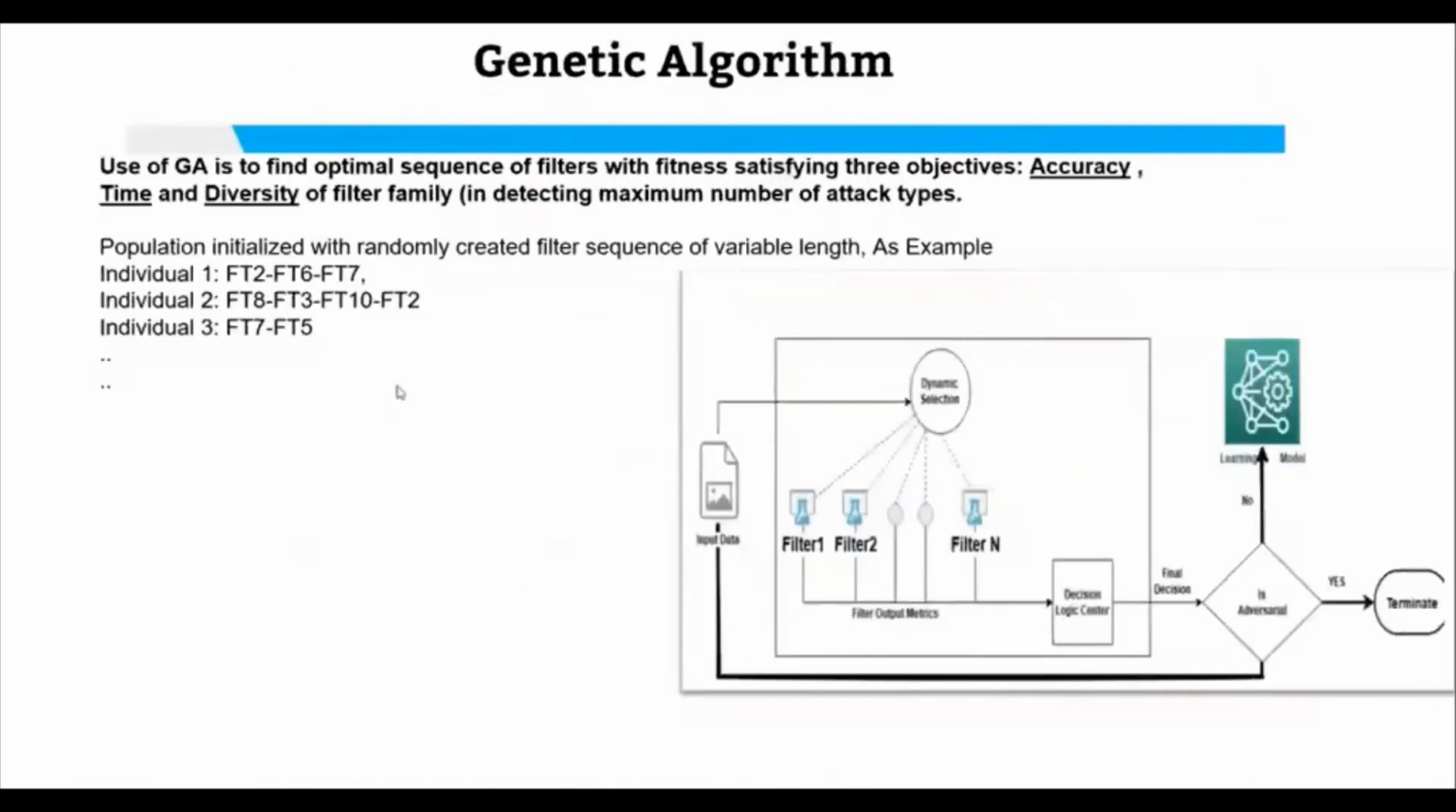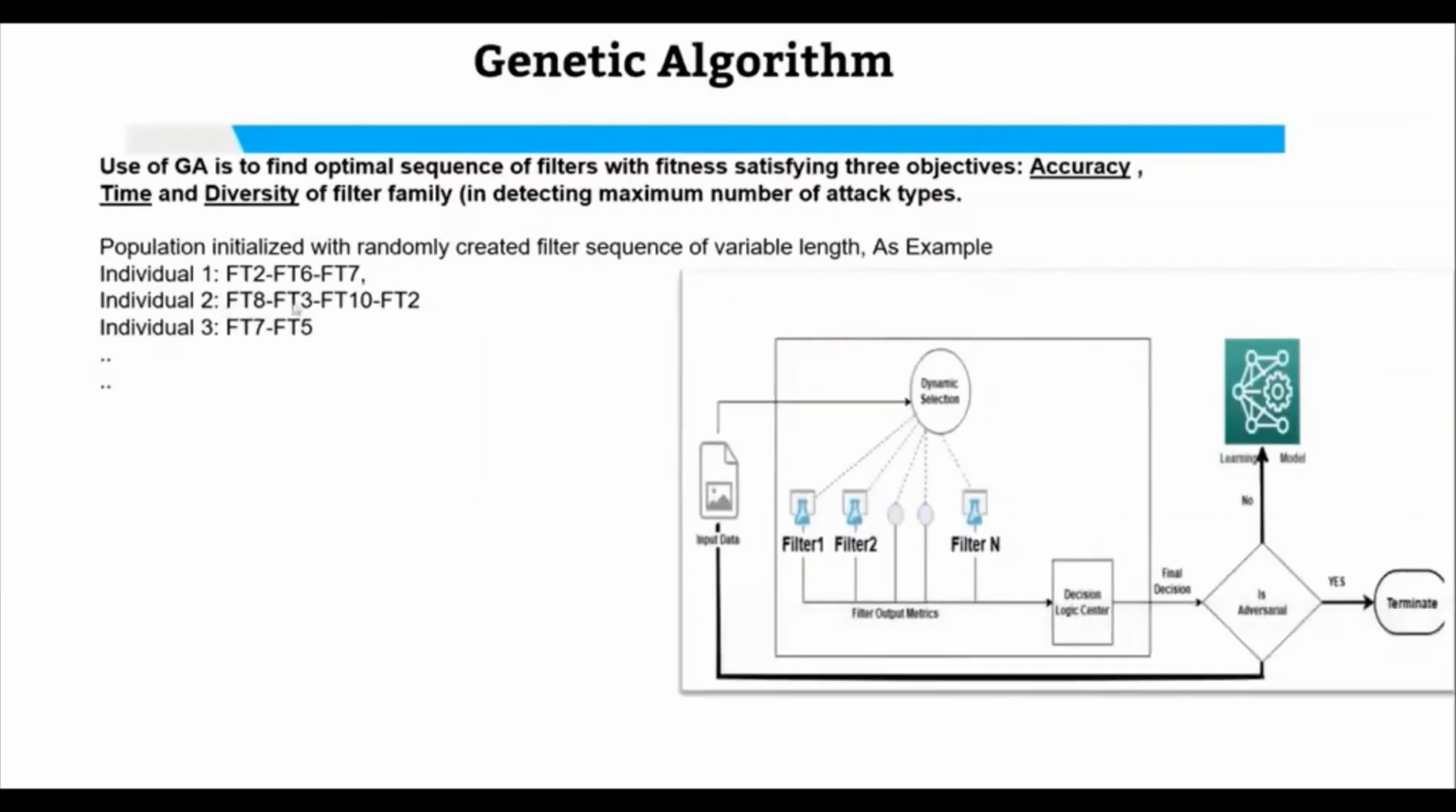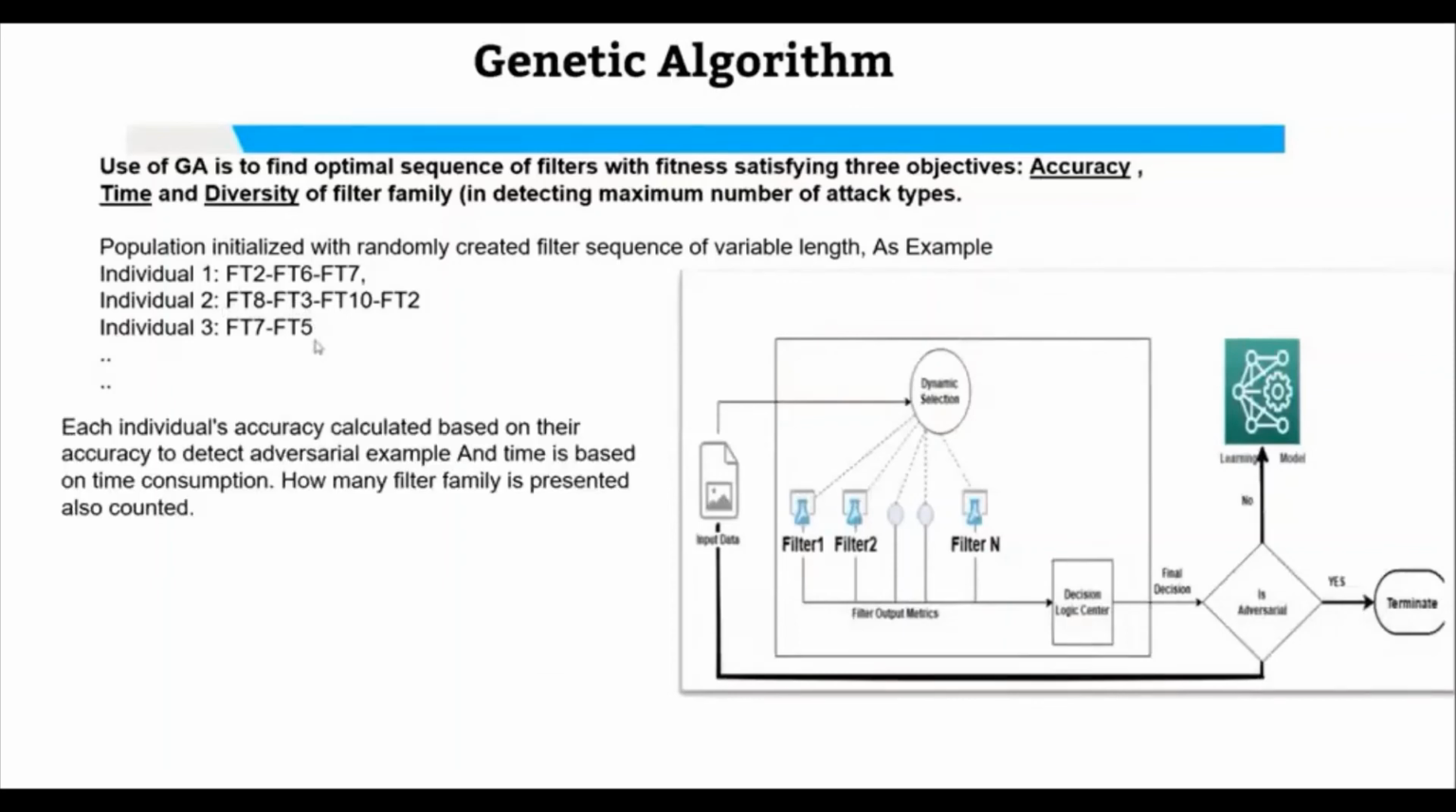So what we did is use a genetic algorithm, focusing on accuracy, the time it takes, and the diversity of the family. Because as we saw earlier, if there is a diverse filter family, it will work for different types of attacks. So our phenotypes are filter sequences, like filter 2, filter 6, filter 7, and we calculated each individual's fitness based on their detection rate, their time consumption, and how many filter families were represented in the sequence, which was counted as the diversity level.